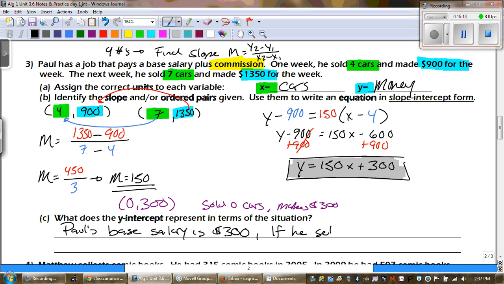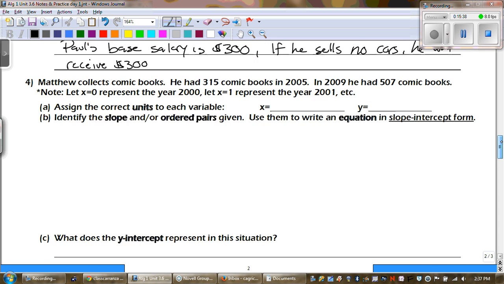If he sells no cars, he will receive $300. Okay. All right. Let's go ahead and move on to the next one.